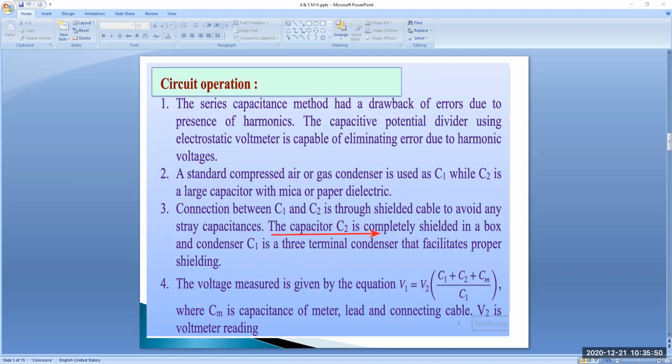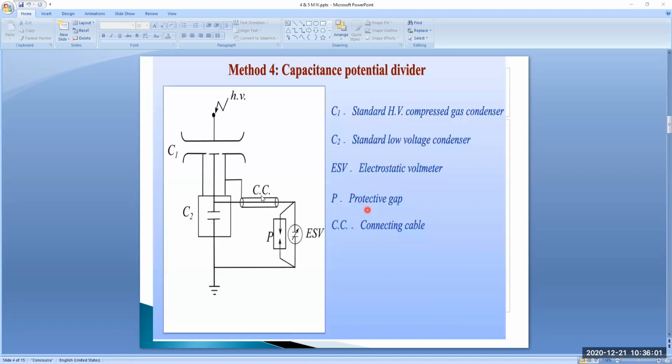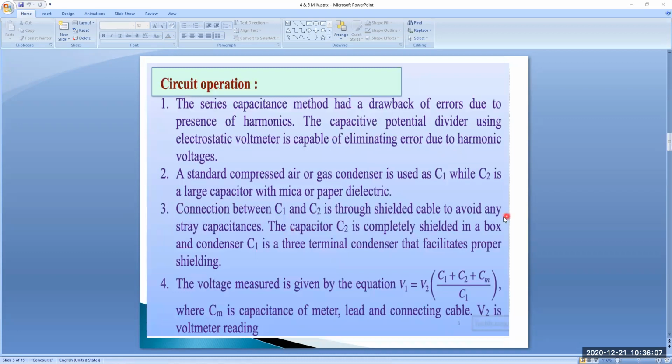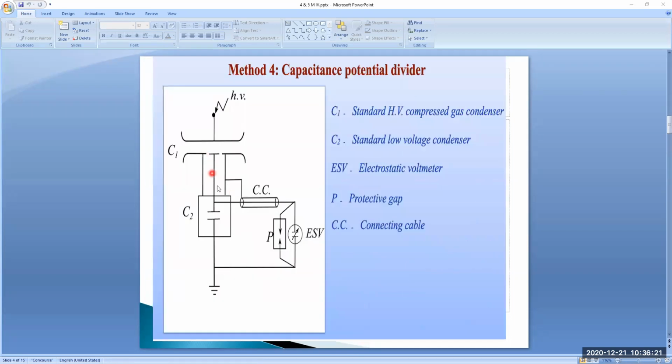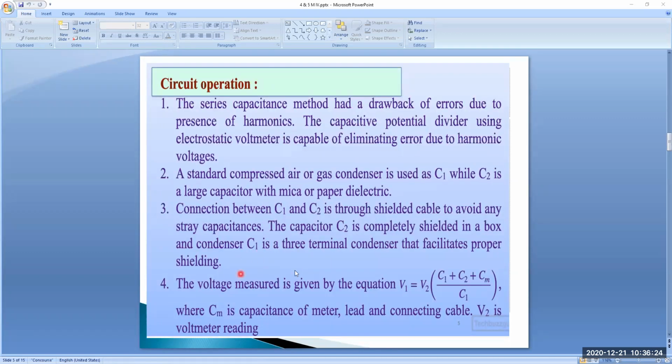The capacitor C2 is completely shielded in a box. So like this, capacitor C2 is completely shielded in a box, and the condenser C1 is a 3-terminal condenser that facilitates proper shielding. 3 terminals like this. I have already explained this concept, so all of you write this.